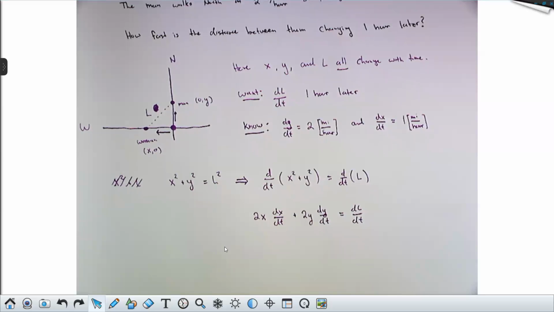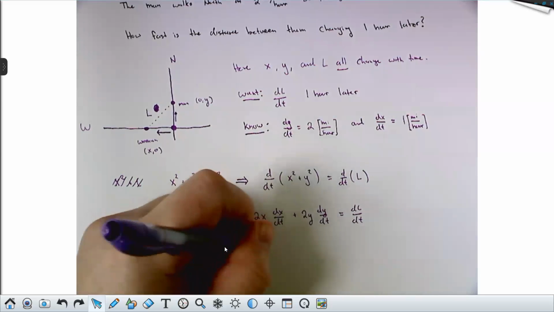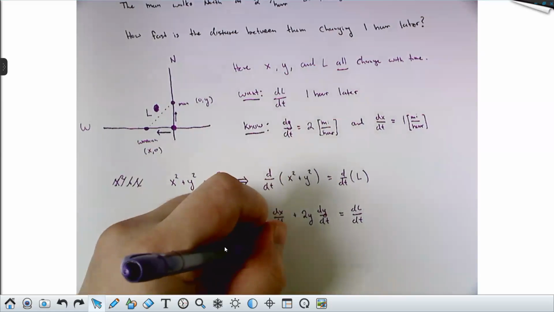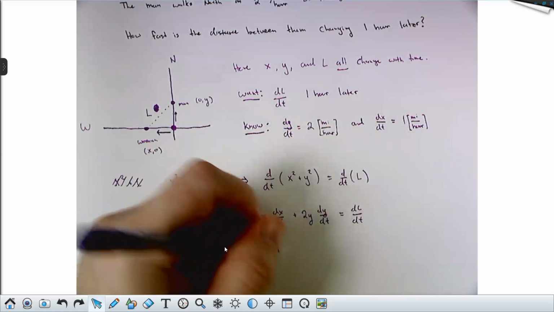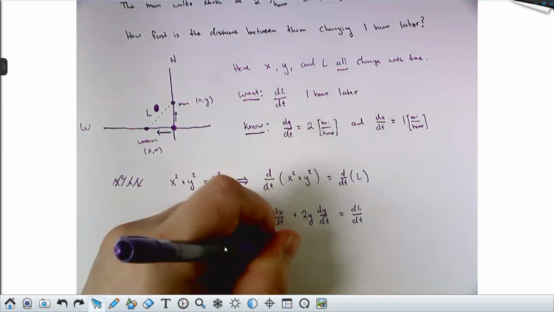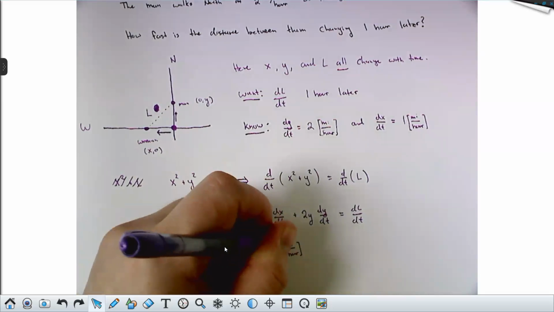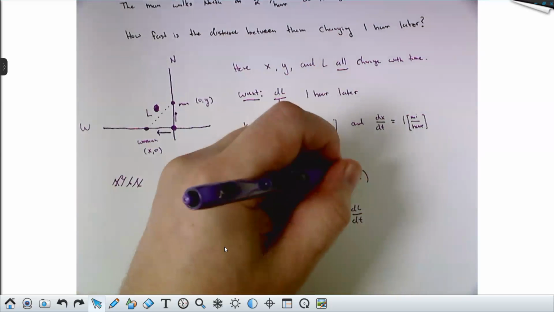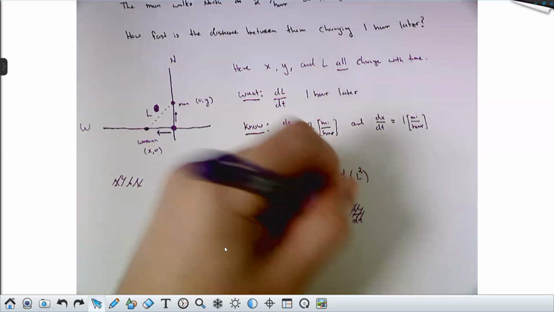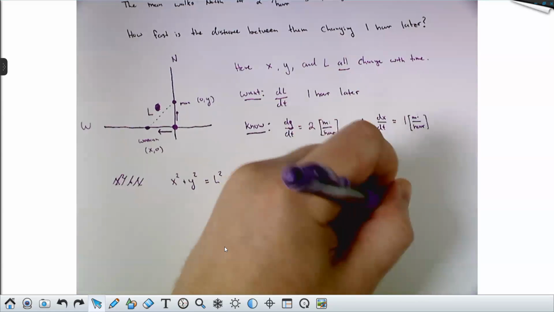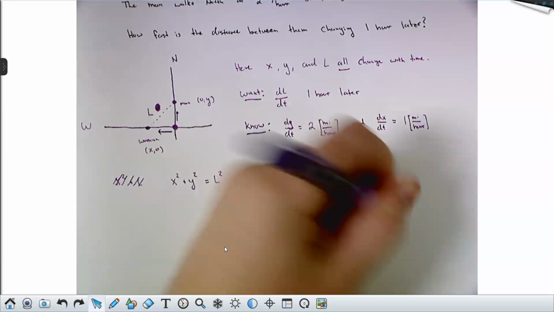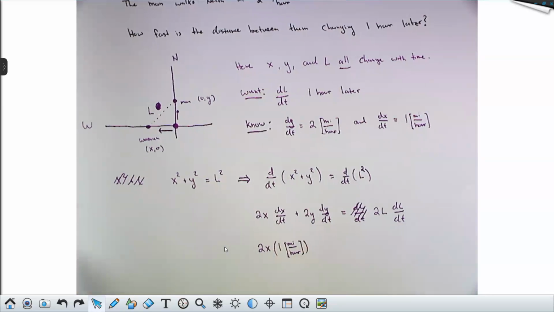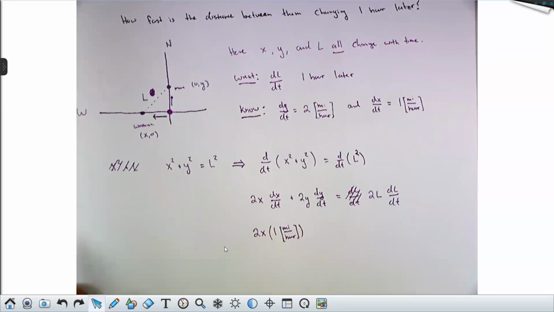Let's plug in what we do know. dx/dt is 1. I think that d/dt of L is d/dt of L squared. Thank you. Yeah, this should be L squared. I'm so sorry. So this is 2L dL/dt. I'm sorry, I forgot to write the square here. You're 100% right. And that will change my derivative.